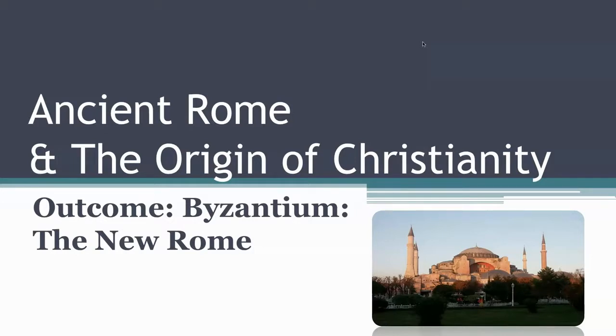Today we're going to finish off our unit on ancient Rome by talking about Byzantium. Byzantium really is the eastern half of the Roman Empire, but it takes on a new identity. As the west falls, the east thrives. And so Byzantium really is the new Rome. It looks Roman, it even has Roman emperors, but it's also its own being to go along with that.